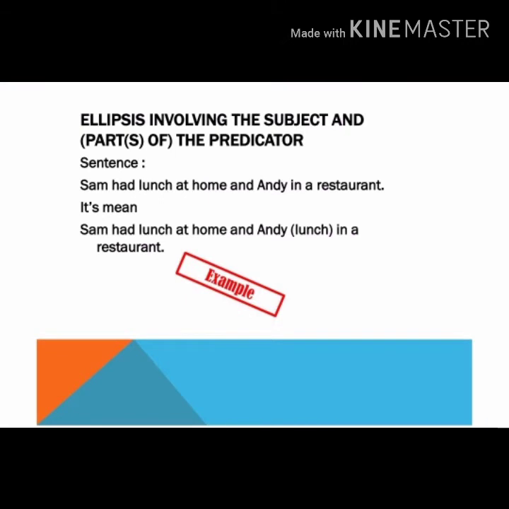Ellipsis involving the subject and part of the predicator. In example, "Sam had lunch at home and Andy in a restaurant." It means "Sam had lunch at home and Andy had lunch in a restaurant."